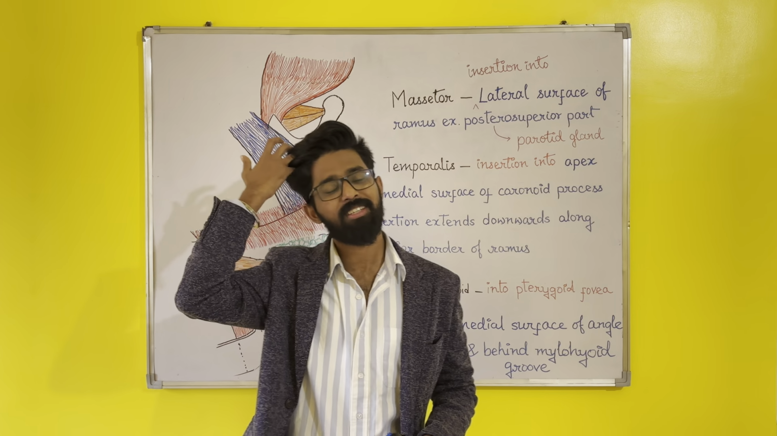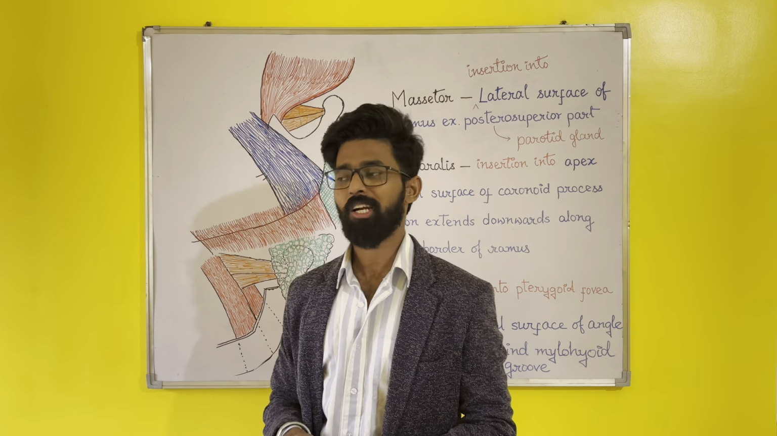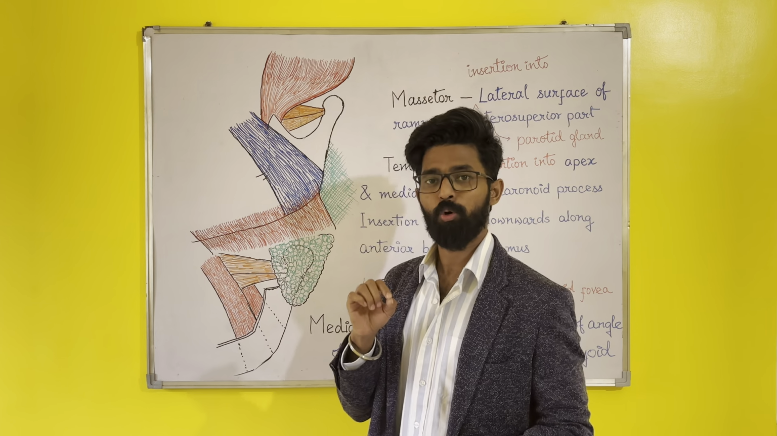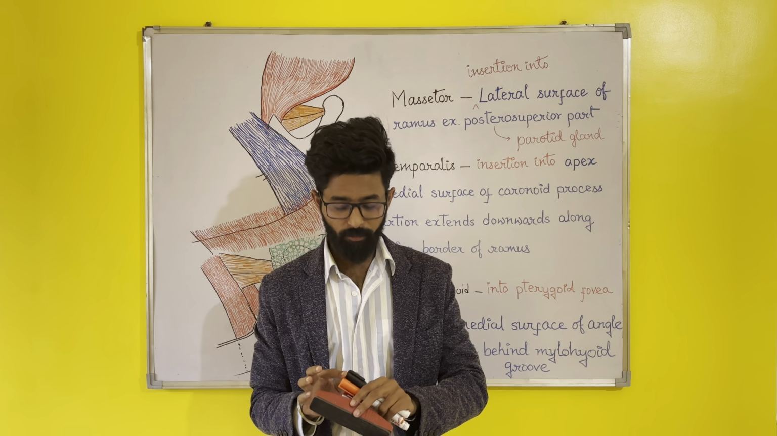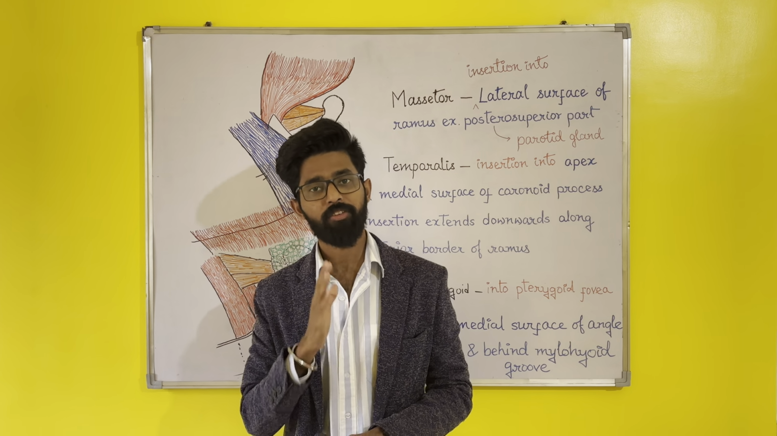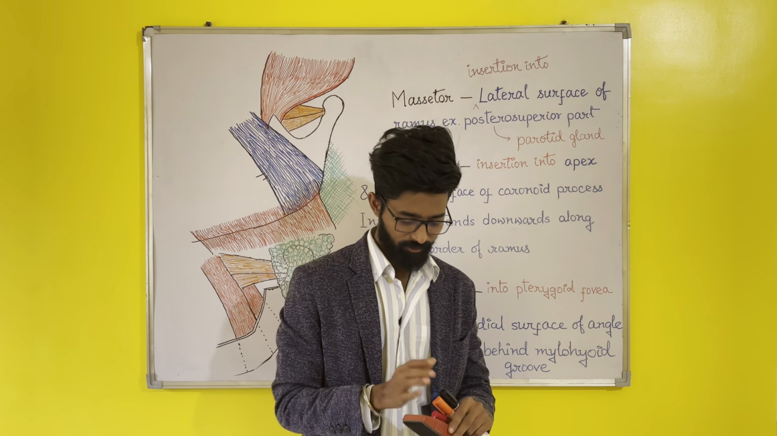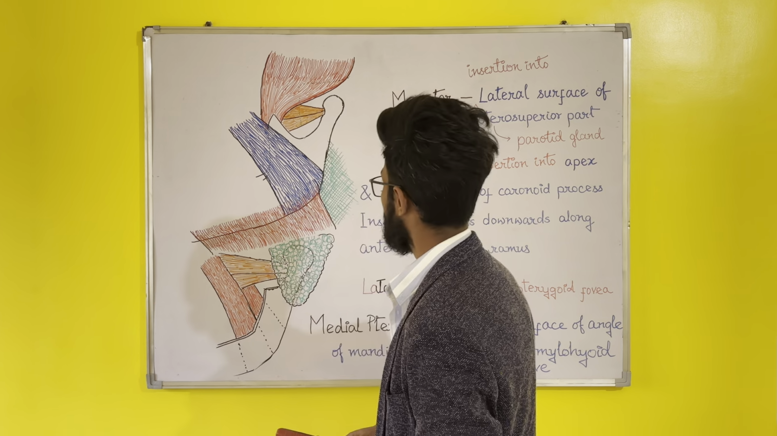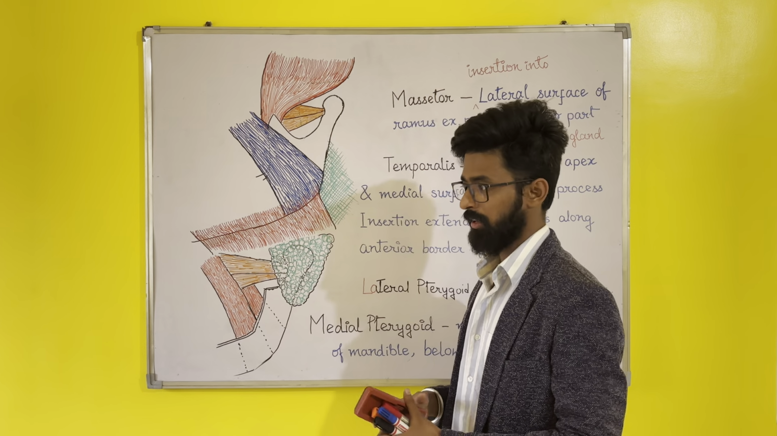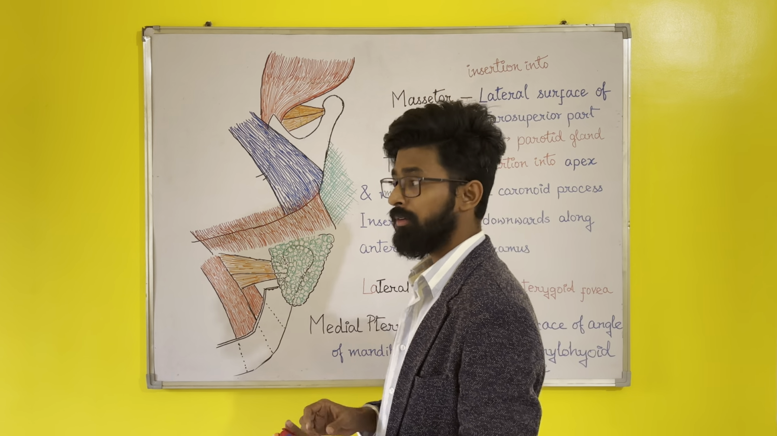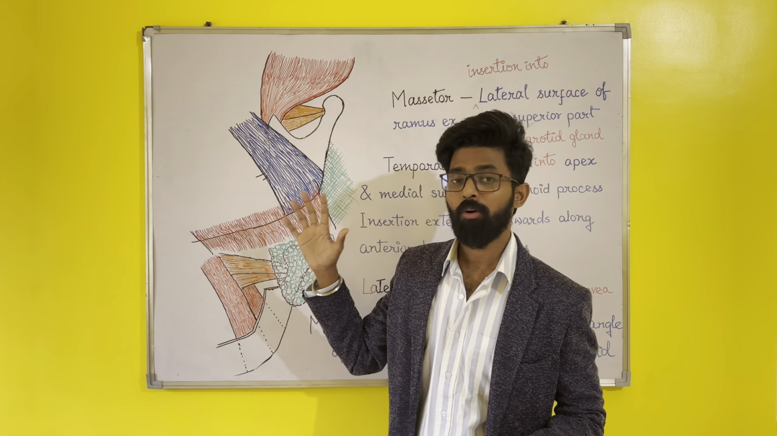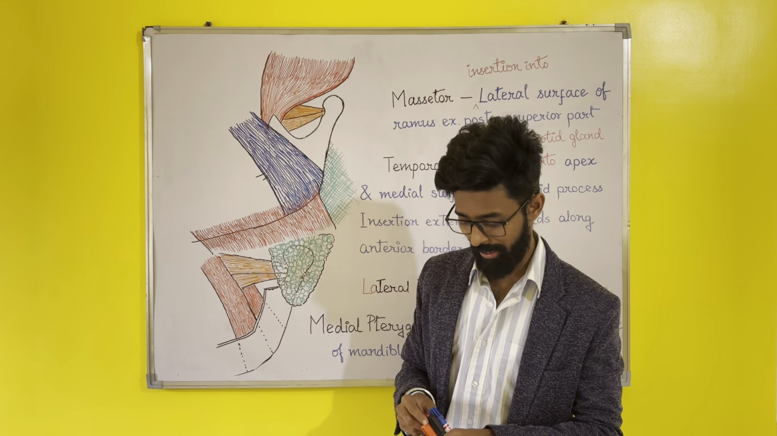So today we'll discuss the second part of the anatomy of the mandible. The topic of discussion will be the attachments and relations of various muscles to the mandible. First, coming to the ramus of the mandible, we will see which muscles are associated with the ramus of the mandible.